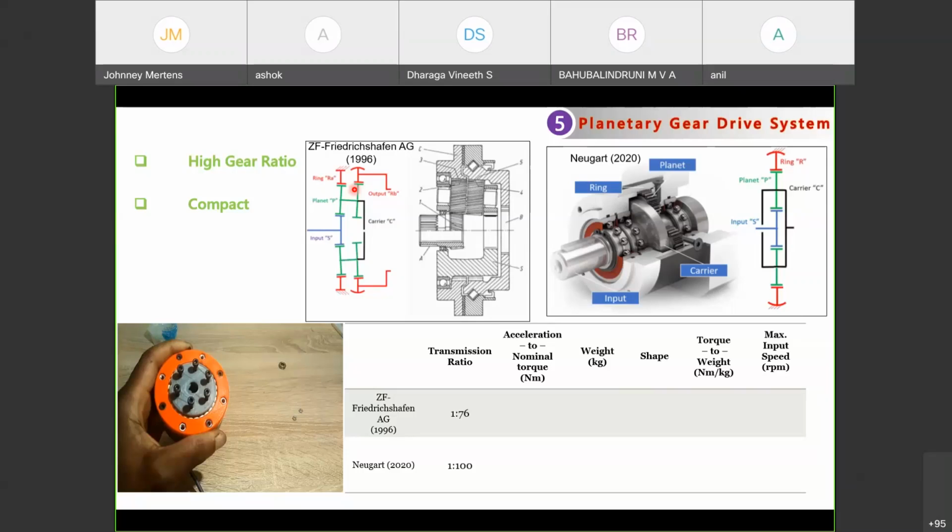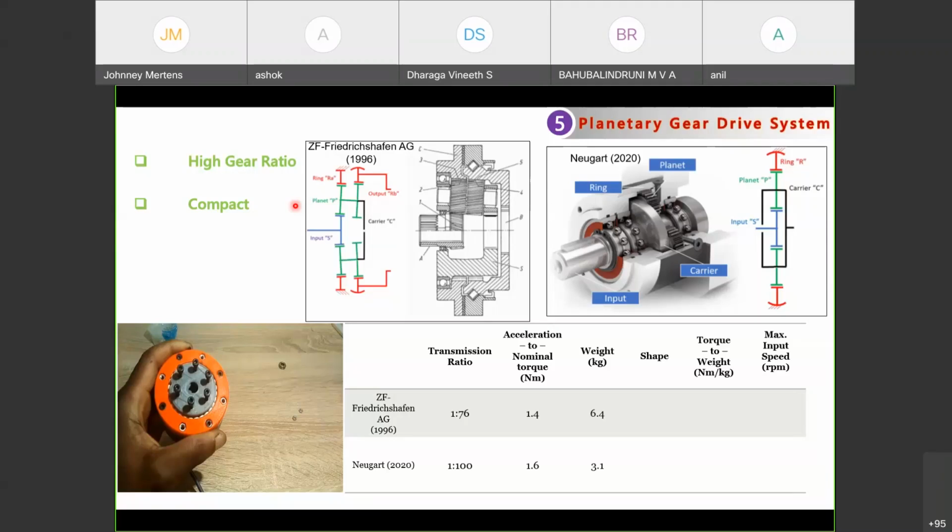So first one is the transmission ratio. With the first system, which was used long back during the 1990s, a maximum transmission ratio of only 1:76 could be achieved for industrial robotics applications, whereas the present planetary gear systems can achieve up to 1:100. And coming to the acceleration to nominal torque, the previous planetary gear train system could achieve only 1.4, whereas the present planetary gear drive system can achieve up to 1.6.